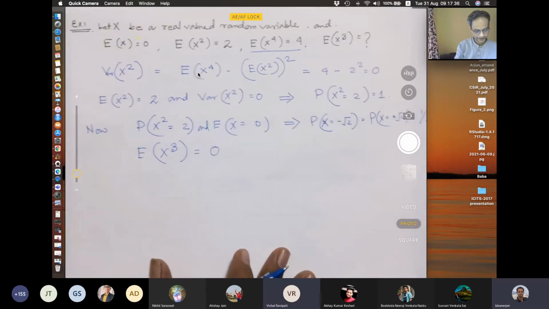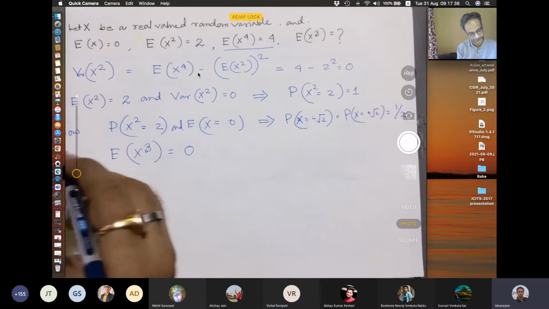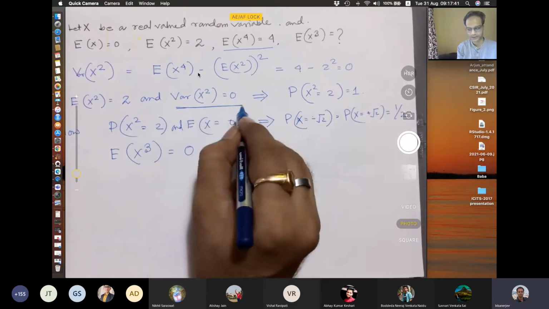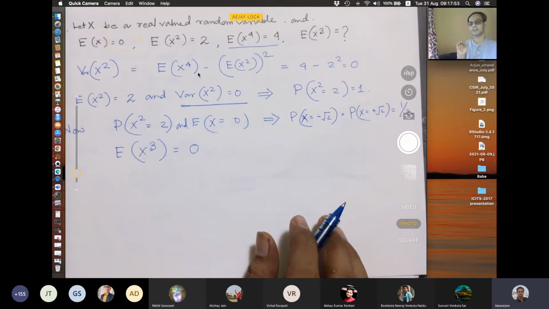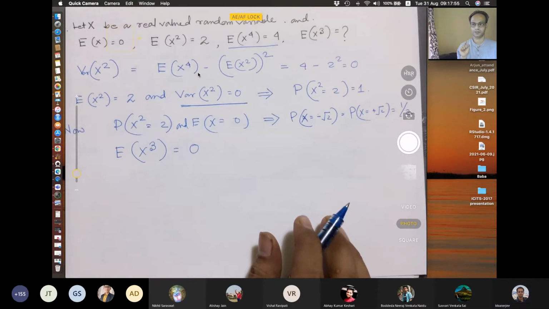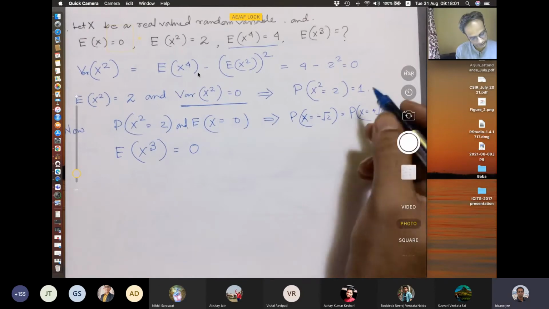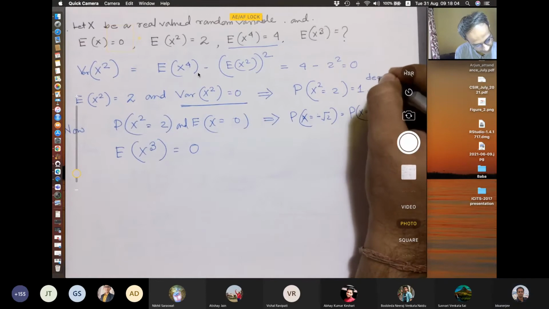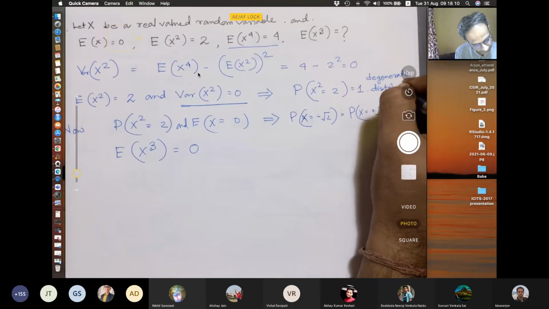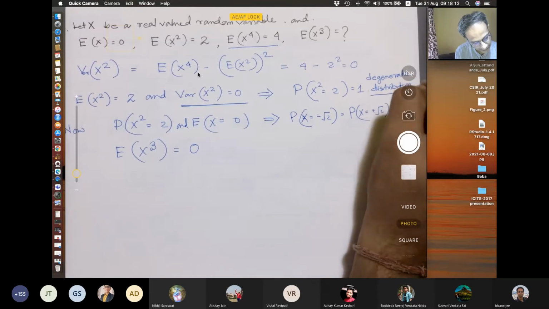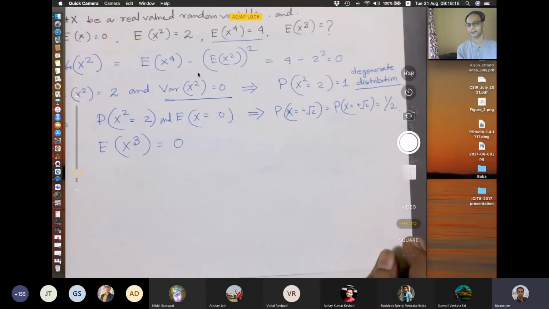Okay. So any query? This is a very crucial observation. When variance is 0, that means all the probability is at one point. There is no fluctuation of the data. So it is often known as the degenerate distribution. All the mass is at one point. This is known as the degenerate distribution.